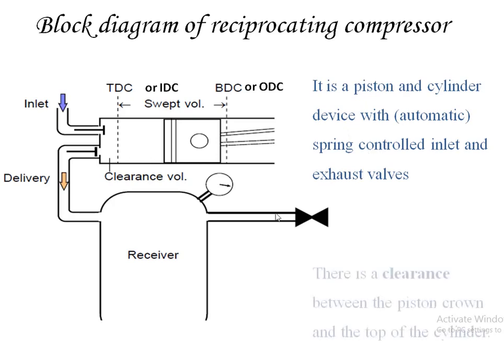Okay. So there is a clearance between the piston crown and the top of the cylinder. If you see here, there will be some clearance. So the piston cannot displace the entire volume. There has to be some clearance volume. There will be some high pressure gas that will remain inside the cylinder at the end of the exhaust stroke. So this is the working principle of a compressor.